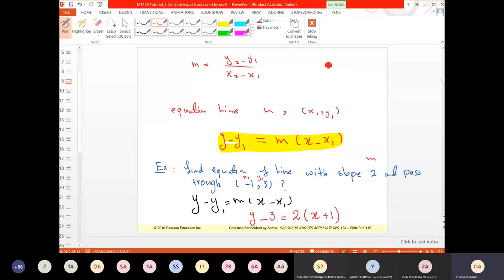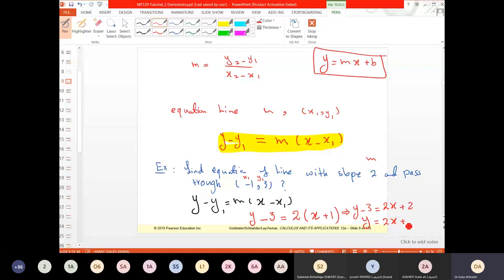For the equation of the line, we always prefer to write it in the standard form, like mx plus b. So we make this into the standard form by multiplying out the bracket. So we will have y minus 3 equal to 2x plus 2. So we will get y equal to 2x plus 5. Excellent, Ahmed, you calculated this very quickly. So this is the equation of the line they asked for.